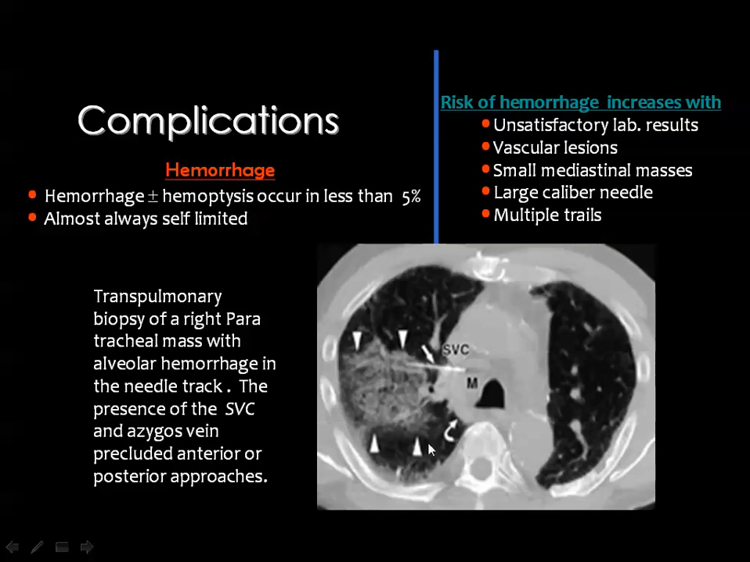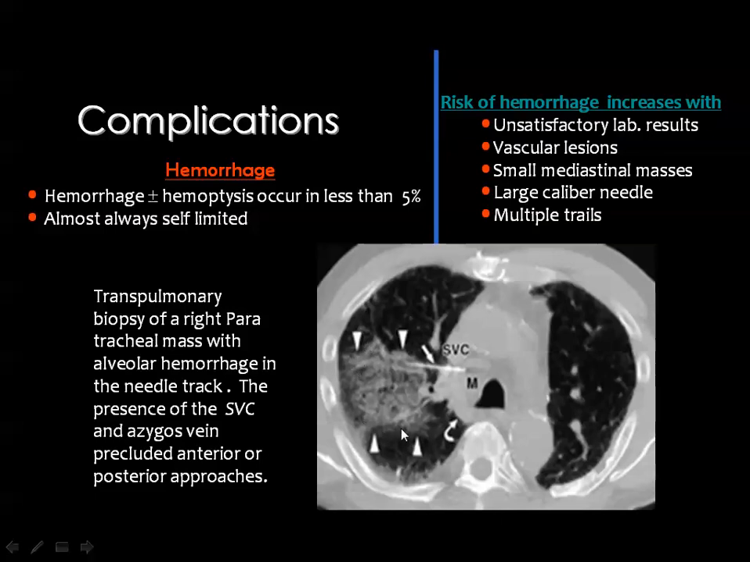This is an example. This patient had a mass which is posterior to the superior vena cava and anterior to the hemiazygous vein. Then you cannot hit the mass from anterior or from posterior because of these major vascular structures. The only way is to cross the whole lung in order to reach this lesion deeply seated in the mediastinum. Whenever you go a long distance into the lung, the incidence of pneumothorax increases, and also the incidence of pulmonary parenchymal hemorrhage increases.